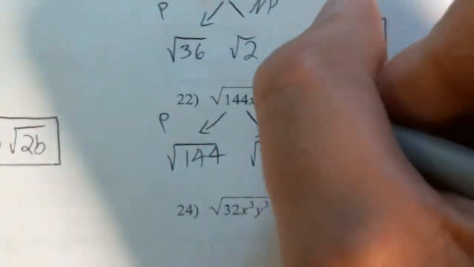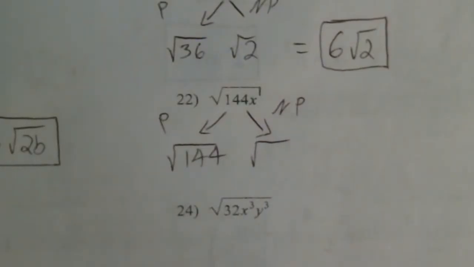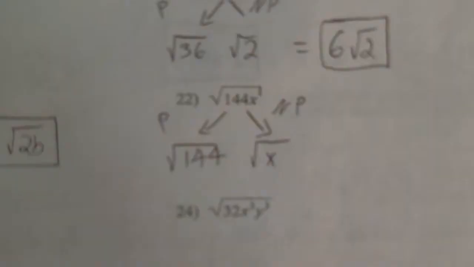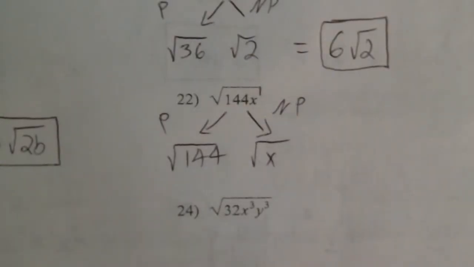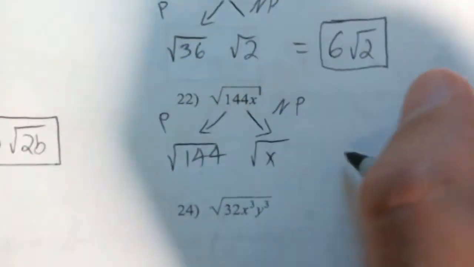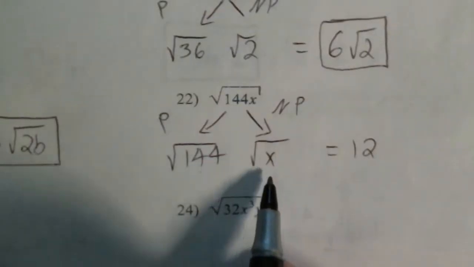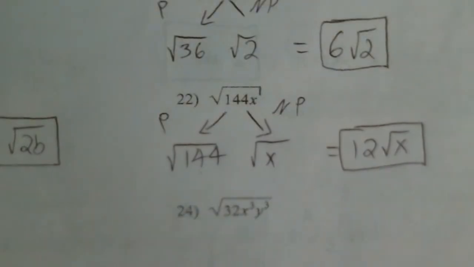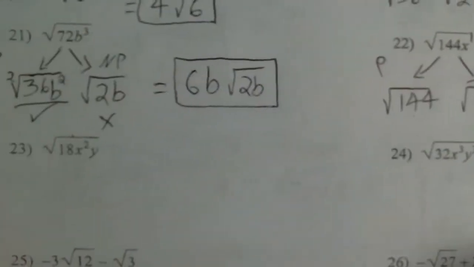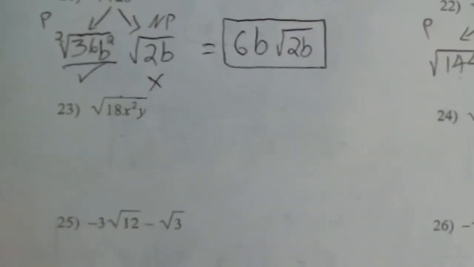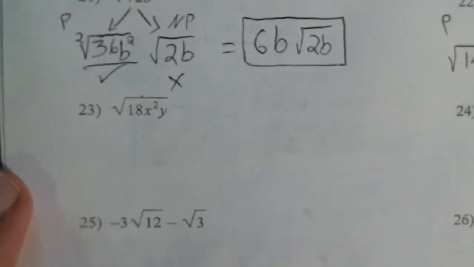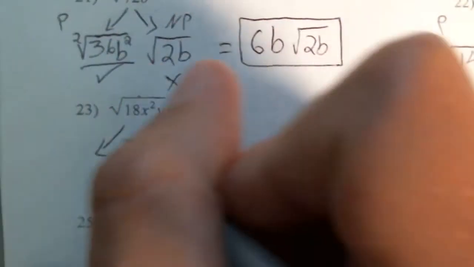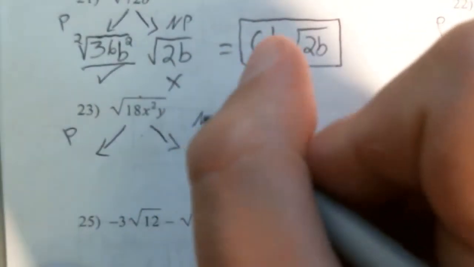Now x, that's an x to the 1. Now, it's not an even one. I can't drop it down any lower, so there's simply just a single x that goes in the garbage can, in the non-perfect stuff. The square root of 144 is 12, and I'm always just going to simply pull over the non-perfect stuff. 12 square root of x. Okay, square root of 18x squared y. Let's go perfect, and let's go non-perfect.